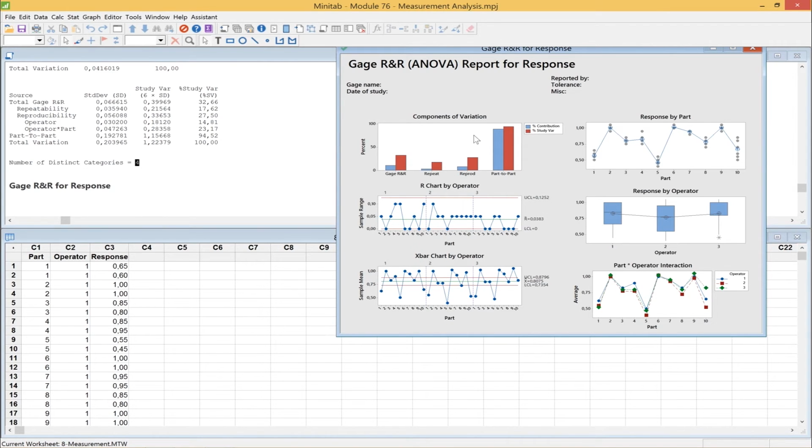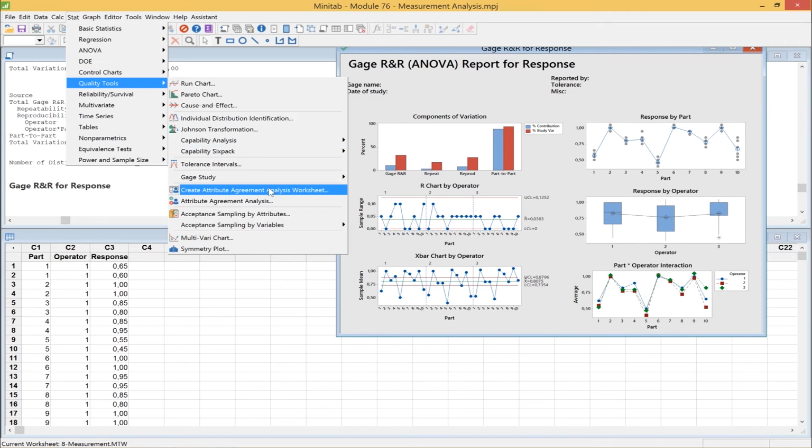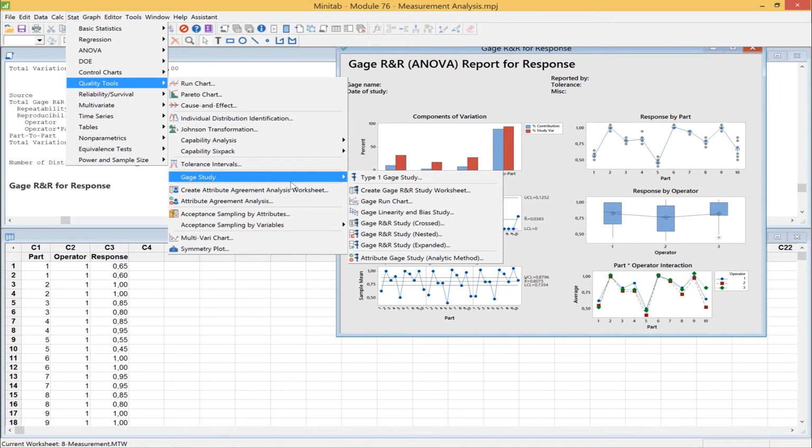So we will not be satisfied here until we can actually get a much more consistent measurement system and we understand how it performs over time. So how do we see if it performs over time better? Again, we'll go back here in terms of Stat, Quality Tools, and we take a look at these gauge studies, and we see that we can have a gauge run chart.